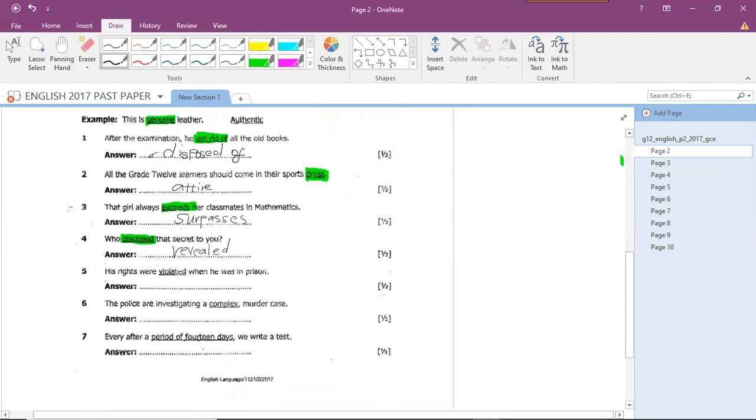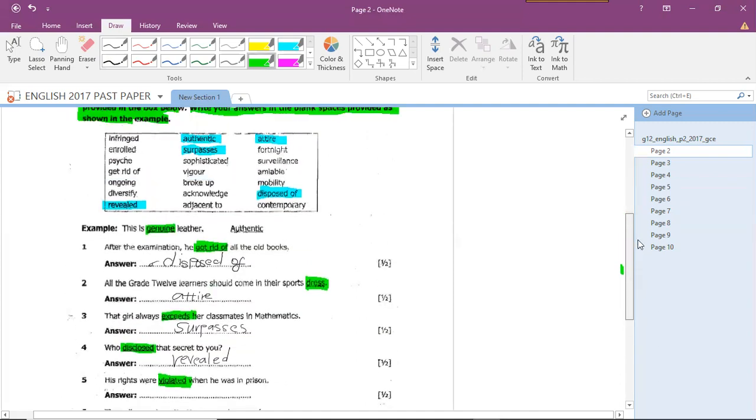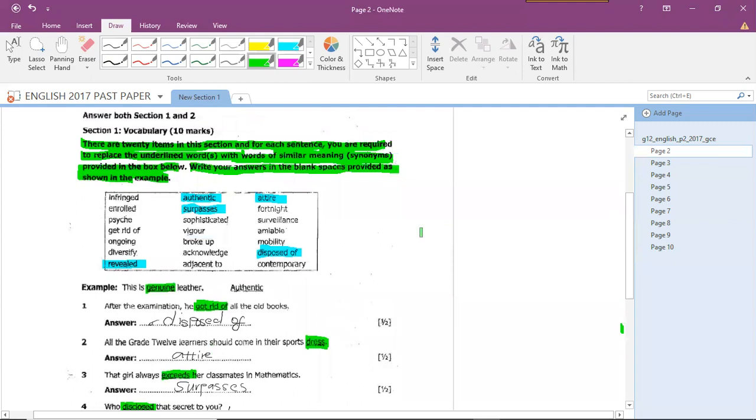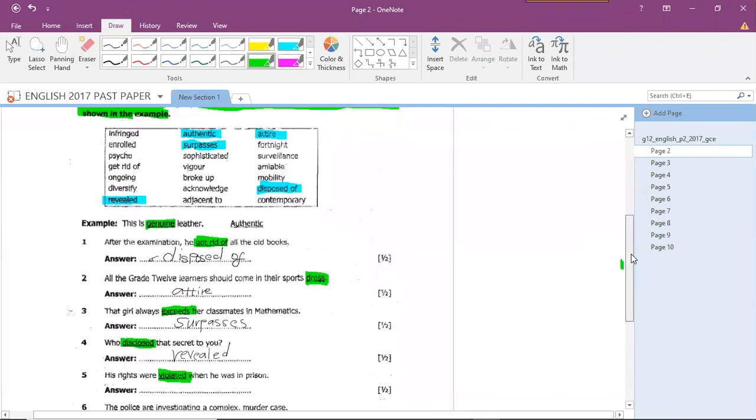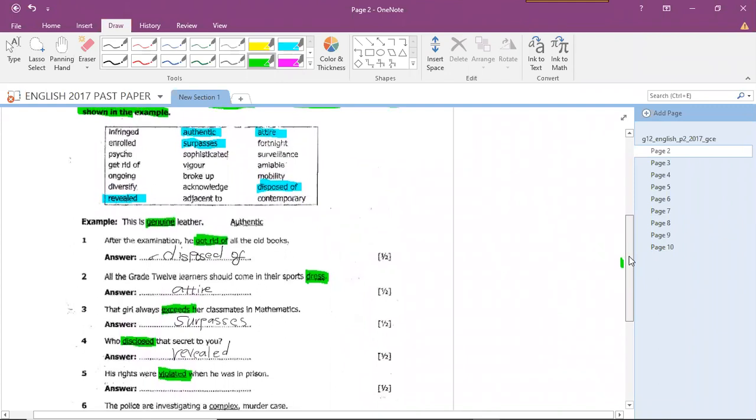So his rights were violated when he was in prison. We have to look for a word that rhymes with violated from this table. I'm sure now they are talking about human rights, which are intrinsic in nature. They are just your rights based on the fact that you are existing, you are born. So which one rhymes with violated in this sentence?